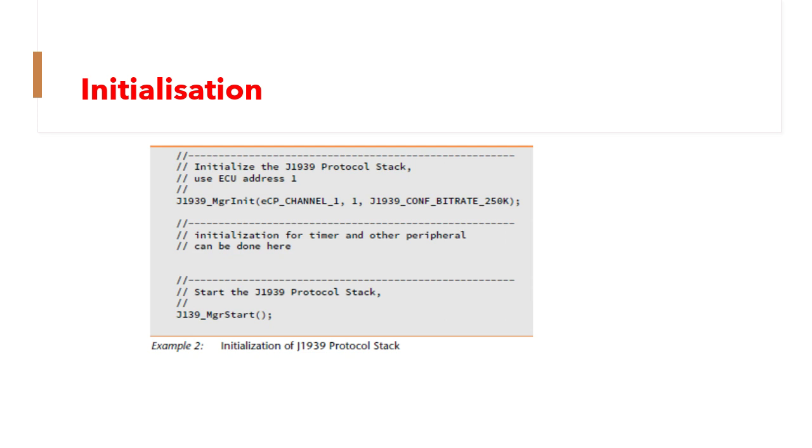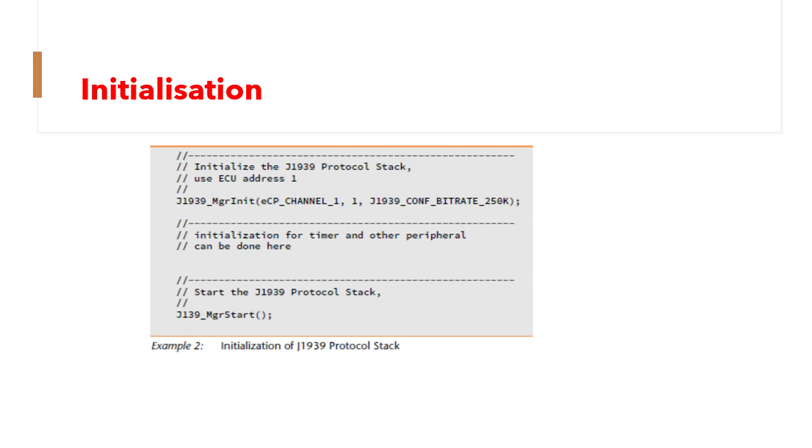Here we initialize the J1939 protocol stack, using the ECU address and a bitrate of 250k. After calling MGR start, the protocol stack is running, and an address claiming message, that is ACM, is sent on the CAN bus with identifier 18EEFF00H plus the ECU address. Regarding this we'll look later. So, a complete generic initialization of the protocol inside the main function. How to do it? We will just go through it.